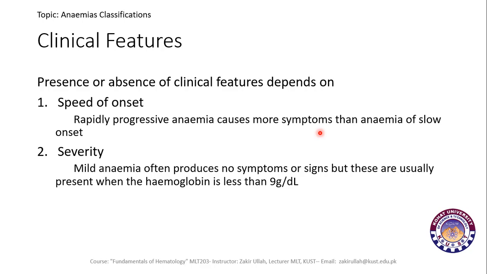And also the severity has an effect on the clinical features of the anemic patient. In case of mild anemia, usually there are no signs or symptoms, but when the hemoglobin concentration goes below 9 gram per deciliter or 90 gram per liter, the signs and symptoms appear and they are more clear and more visible as compared to the patient having mild anemia.